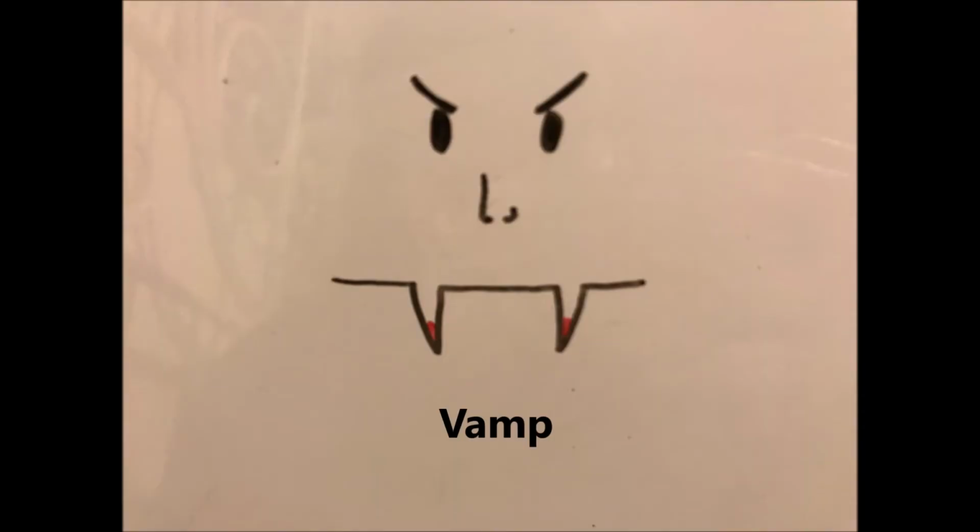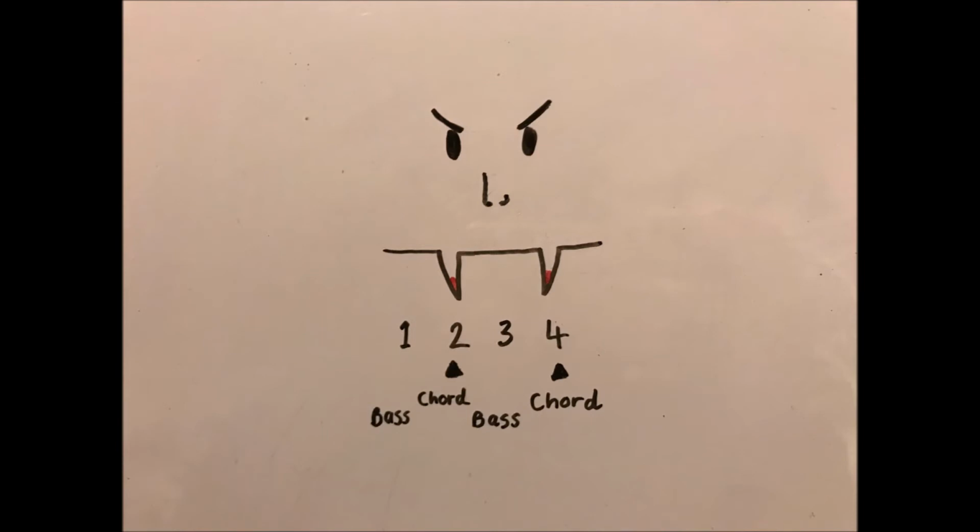Next up is vamps. I don't mean that kind of vamp. I mean this vamp. If you look at the fangs, you'll see that on beat 2 and 4, where the fangs are also the chords. Now if we look at 1, 2, 3, 4, you'll see we have bass chord, like this.